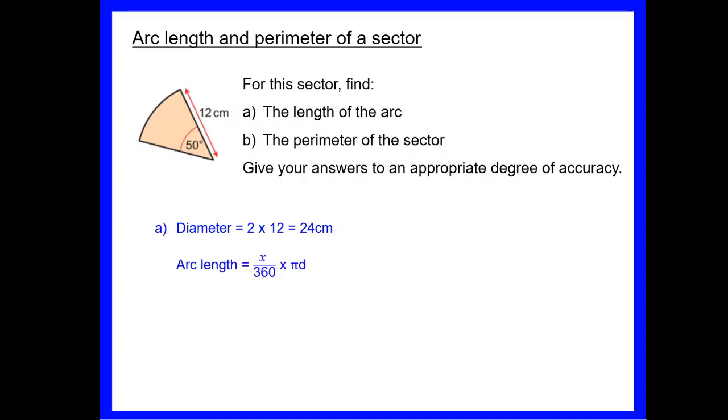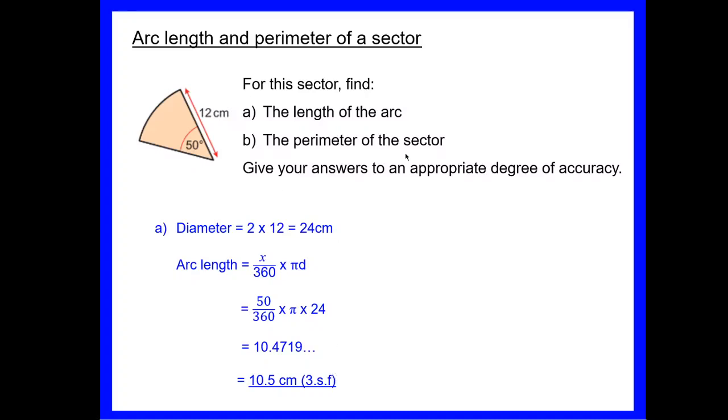We can now put that into our formula. So remember, x out of 360 times pi times the diameter, the circumference of the circle. So our angle this time is 50. So 50 out of 360 times pi times the diameter of 24 will give us the arc length. So 10.4719 to 4 decimal places, or 10.5 centimetres to 3 significant figures. Now remember, we're using centimetres this time because we're talking about a single length.